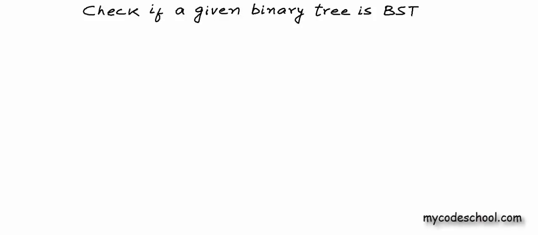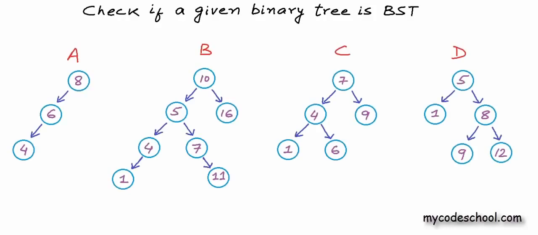In this lesson, we are going to solve a simple problem on binary tree, which is also a famous programming interview question. And the problem is, given a binary tree, we need to check if the binary tree is a binary search tree or not. As we know, a binary tree is a tree in which each node can have at most 2 children. All these trees that I have drawn here are binary trees, but not all of them are binary search trees.